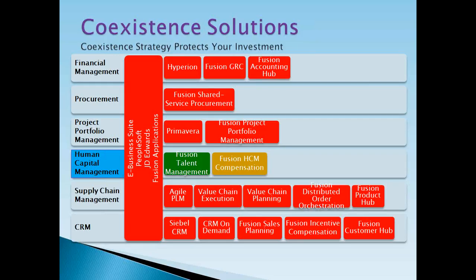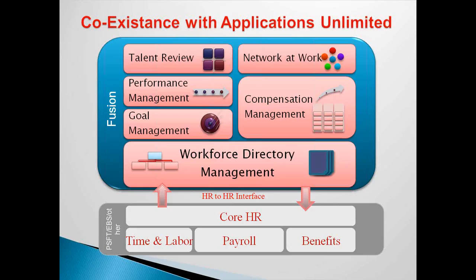If they are using those lower versions and want to coexist with Fusion Talent or Fusion Compensation, it is not possible. First, they must be on the current version of e-business or PeopleSoft. That means for coexistence with Fusion Compensation or Fusion Talent, first of all, the customer must be on release 12 of e-business, release 9.0 of PeopleSoft. Then only they can plan for the coexistence if required.